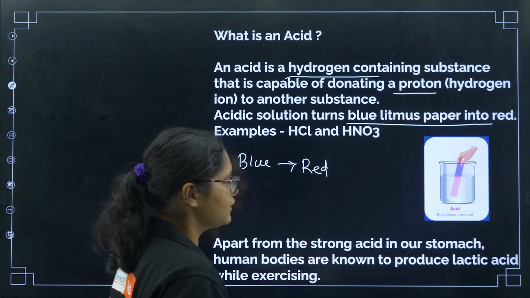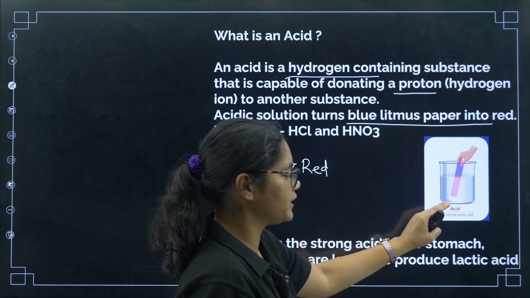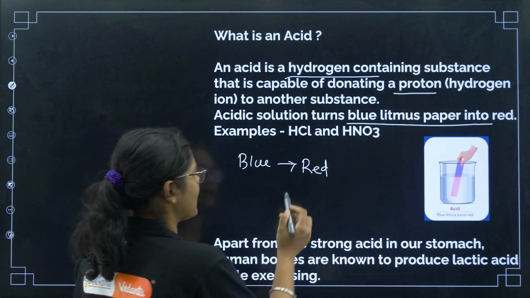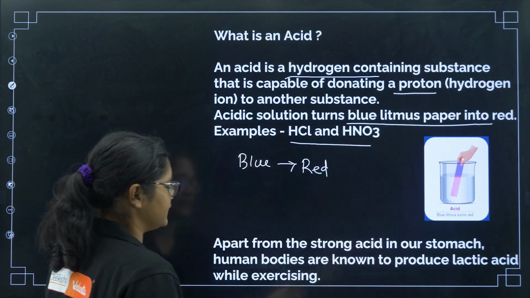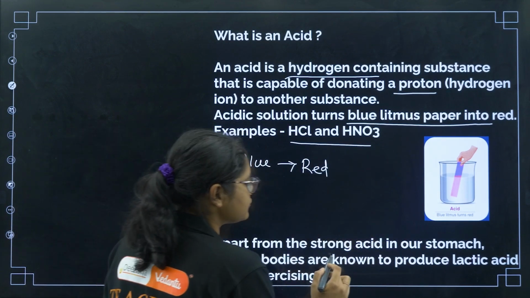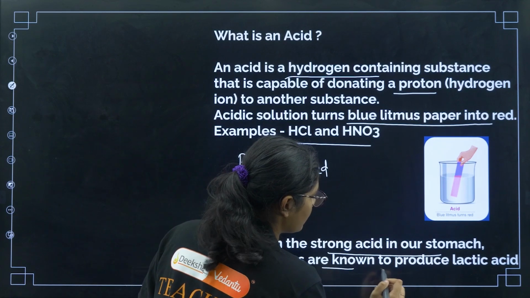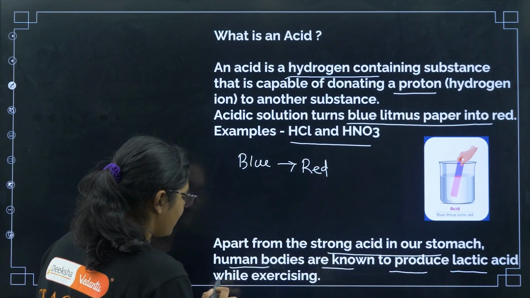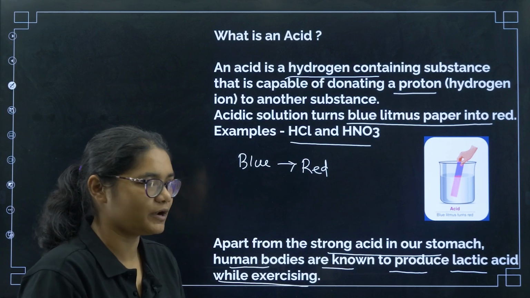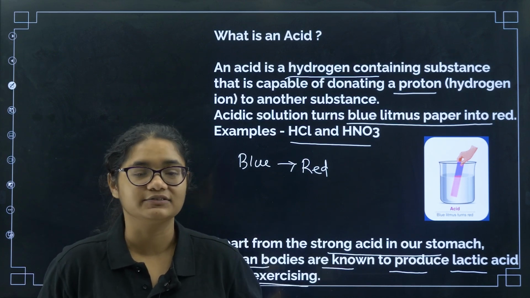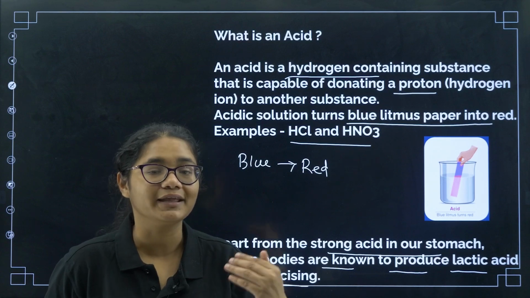You can see here we have taken a blue litmus. If you put it in the acidic solution, it will get converted to red. Now examples of some acids are HCl and HNO3. Apart from strong acid in our stomach, human bodies are also known to produce lactic acid while exercising. So there may be a small MCQ like what is the acid produced in the body. So lactic acid is also produced in a human body during exercises.